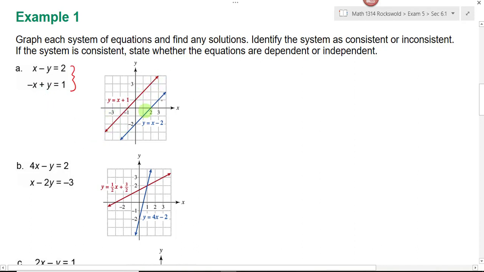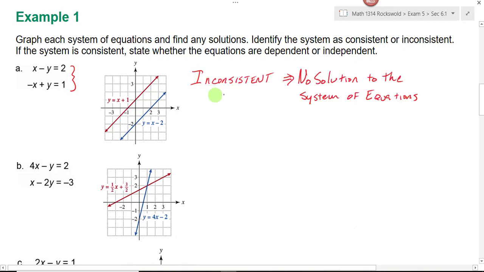Because these two lines are parallel, they're never going to intersect, and we would say that there's no solution, and that means that they're inconsistent. This is an inconsistent system, and that implies that there's no solution to the system of equations.